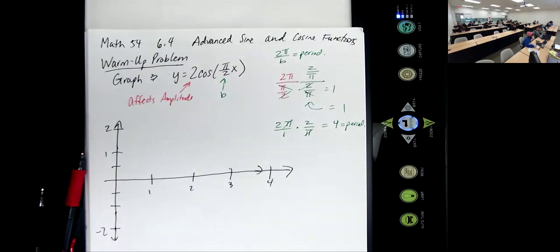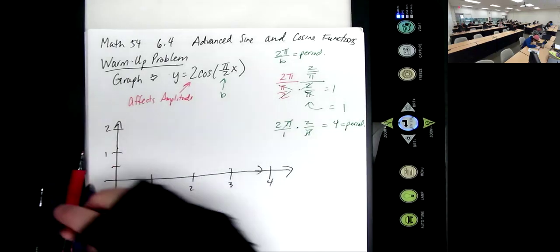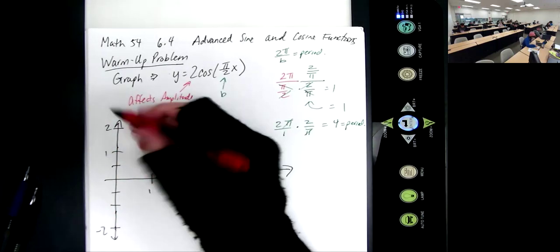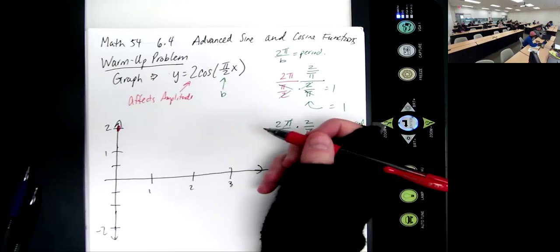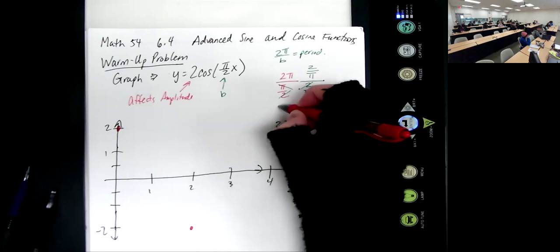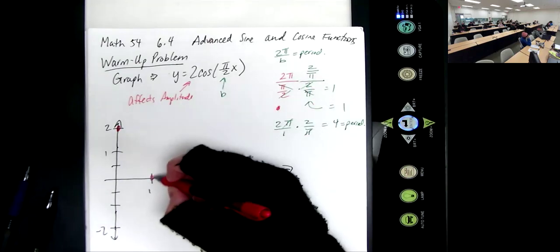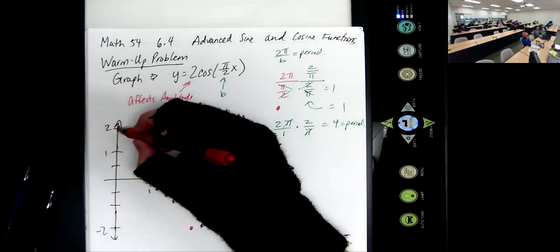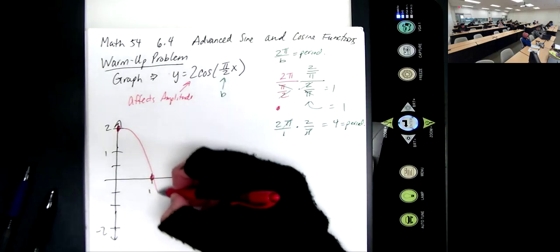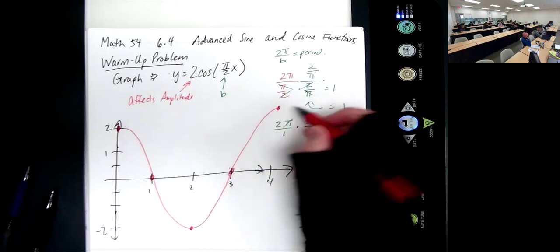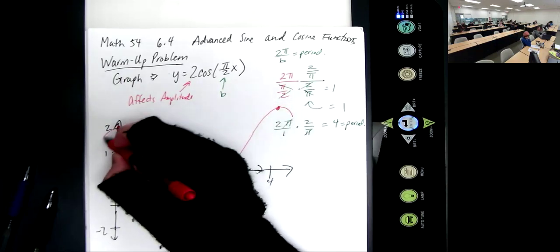Does cosine start off high or low or middle? High. So our first one was high, our middle one is low, and our end one is high again. And the ones at the quarter marks are at the midpoint. And it would keep going through a wave like this.